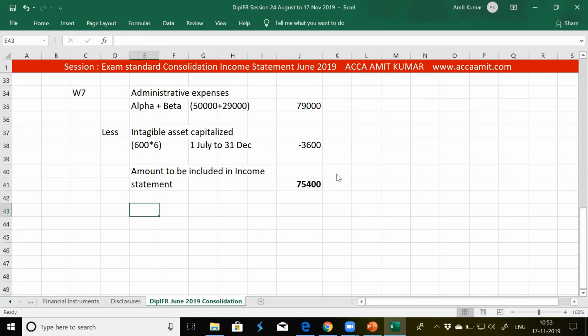But we'll charge amortization on it. Amortization on this intangible asset: we capitalized it for 3,600. We use it for 3 months. The useful life of this asset is 5 years.